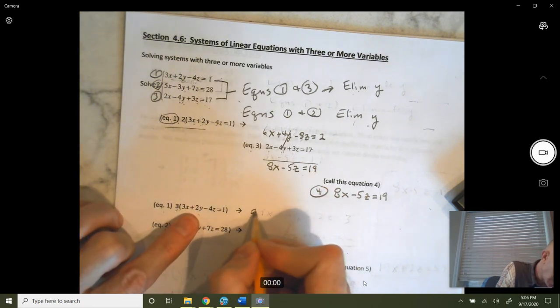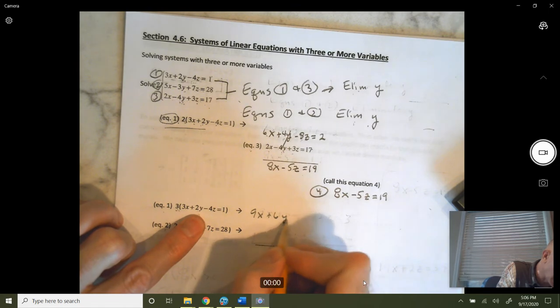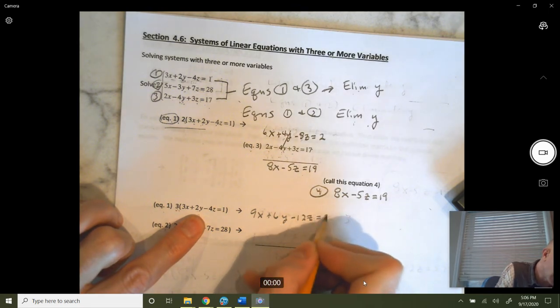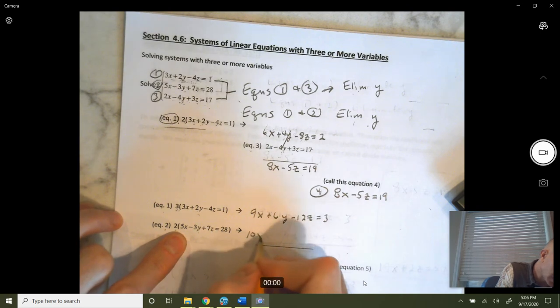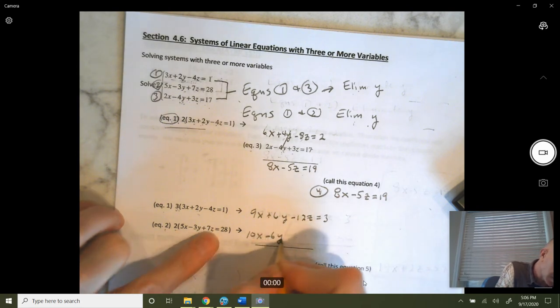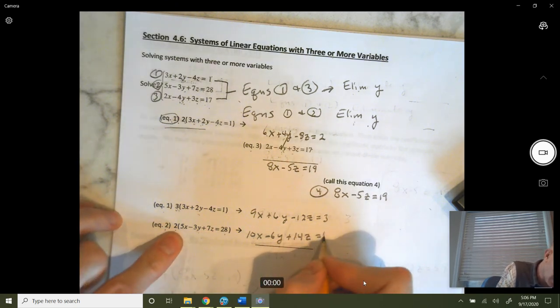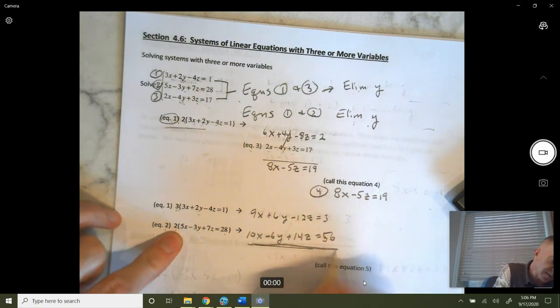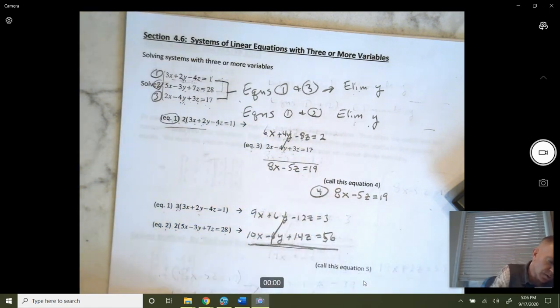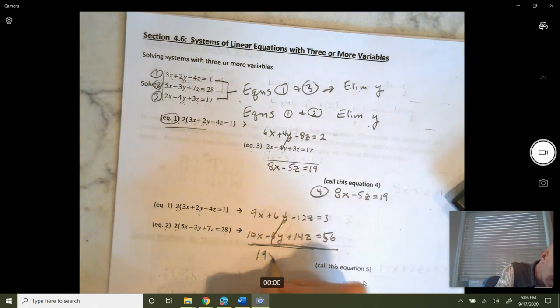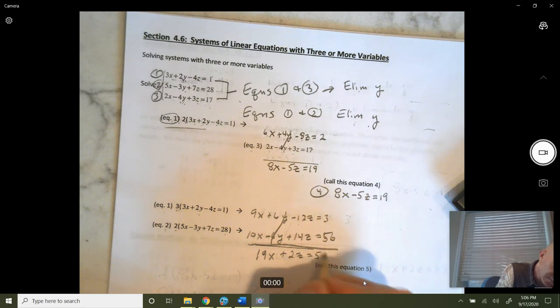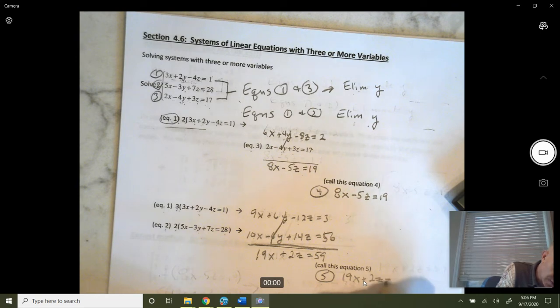So you get 9x plus 6y minus 12z is equal to 3. This one we're going to get 10x minus 6y plus 14z is equal to, and we need 2 times 28, 56. Add those together, the y's cancel, which was our goal. So we've got 19x plus 2z is equal to 59. Okay, we're going to call this one equation 5. So equation 5 will be 19x plus 2z equal to 59.